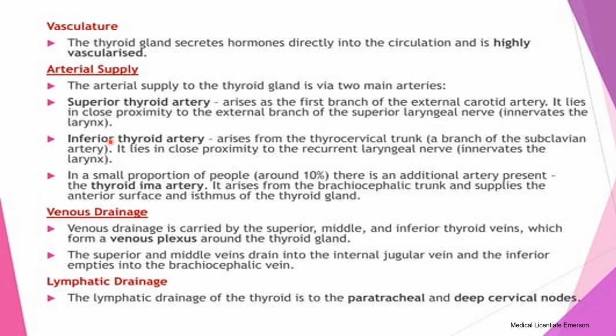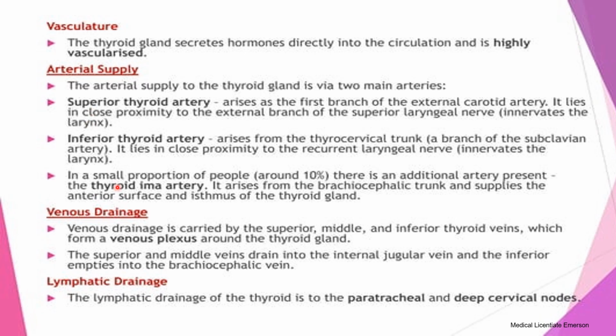Then the other artery is the inferior thyroid artery, which arises from the thyrocervical trunk, which is a branch of the subclavian artery. It lies in close proximity to the recurrent laryngeal nerve, which innervates the larynx. Then in a small portion of people, around 10%, there is an additional artery present, which we call the thyroid ima artery, which arises from the brachiocephalic trunk and supplies the anterior surface and the isthmus of the thyroid gland.